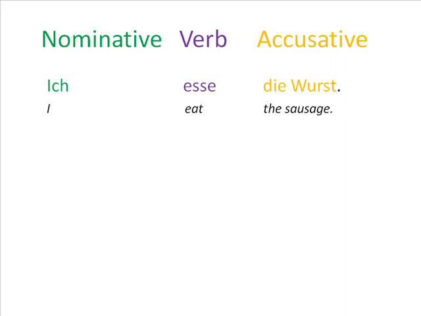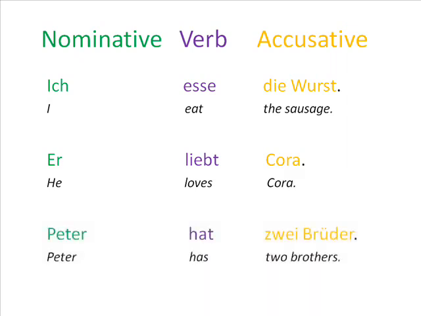For instance, Ich esse die Wurst. I eat the sausage. Er liebt Cora. He loves Cora. Or, Peter hat 2 Brüder. Peter has 2 brothers.